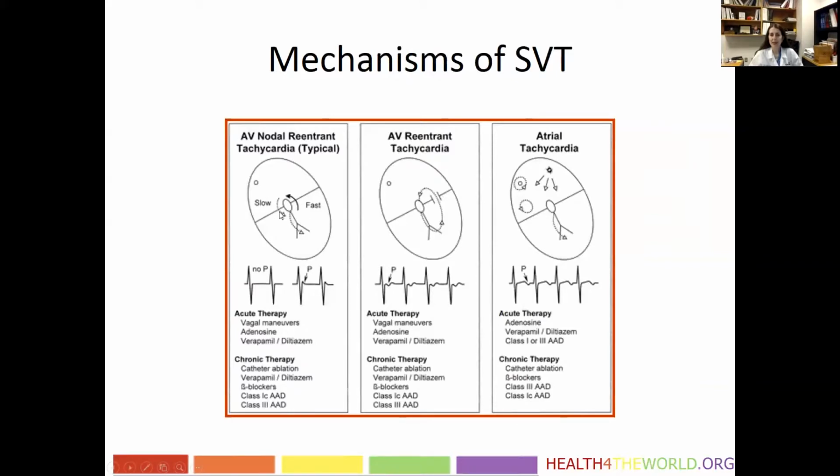The mechanism for the AVNRT, the typical AVNRT, is when the impulse will travel down the slow pathway and quickly find its way up the fast pathway, initiating this reentry around the AV node that can very fast and sometimes simultaneously activate the ventricles and the atria. So in this example, because the atria and the ventricles are activated at the same time, the P wave actually is hiding inside the QRS or just after the QRS, and this is what we call short RP tachycardia.